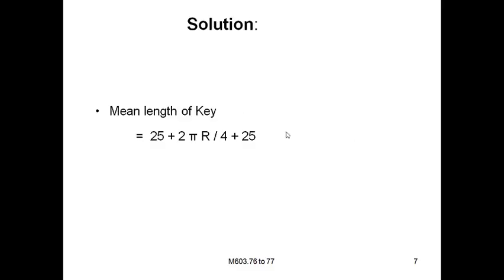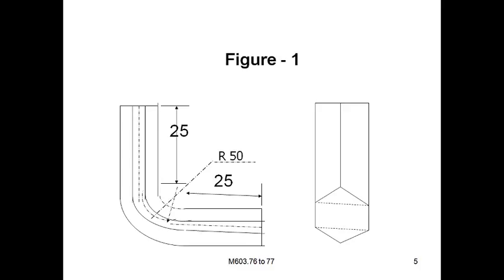Now you come back to the figure. Suppose it is a bar bent in this section. That bar is hexagonal in its cross section. So its cross section is hexagon.